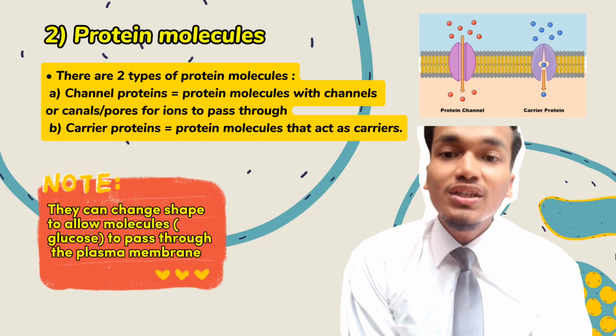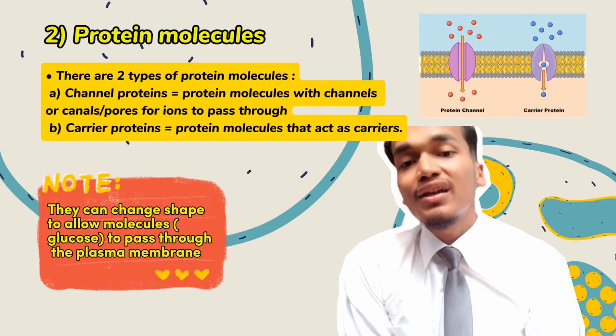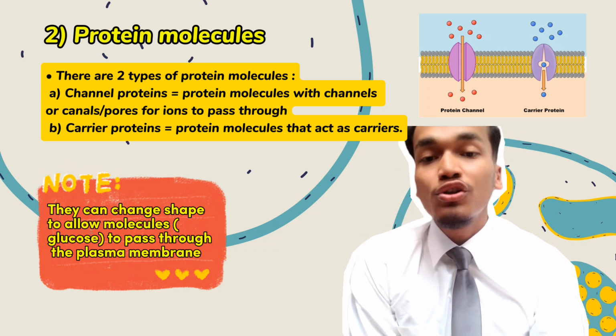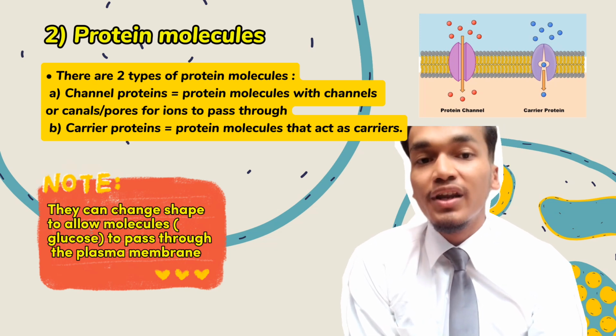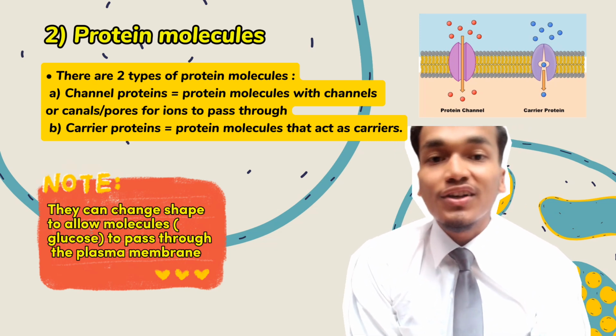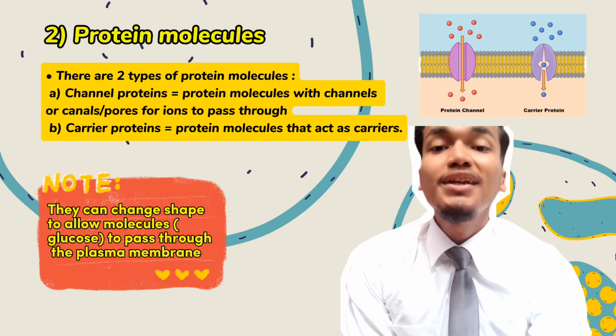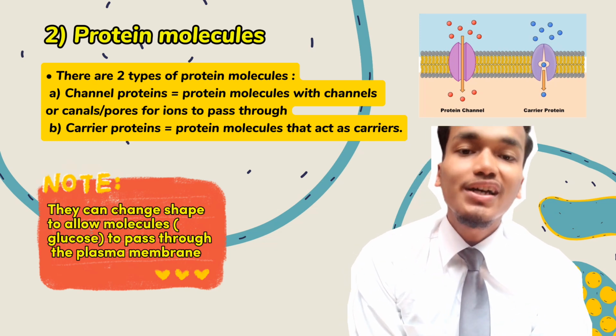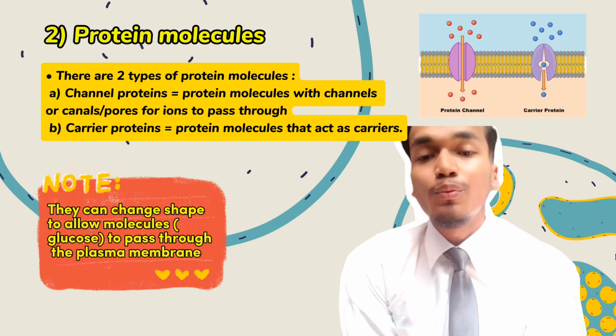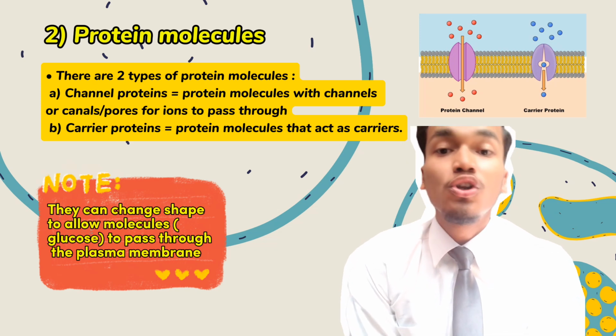The second protein, the carrier protein, acts as a carrier, transporting molecules such as glucose across the membrane. They can change shape to facilitate the movement of molecules from one side of the membrane to the other. Imagine them as a flexible vehicle, adapting their shape to accommodate and transport specific molecules.